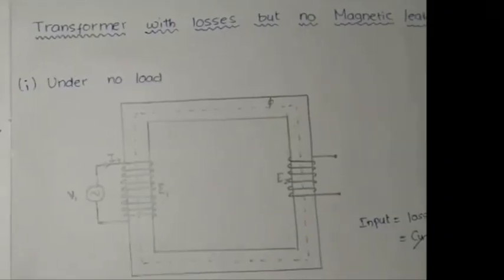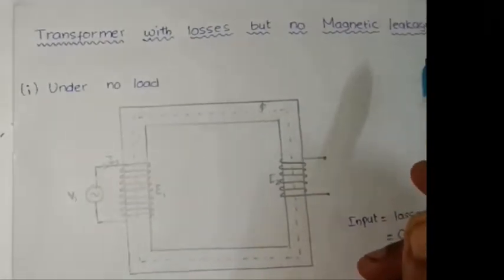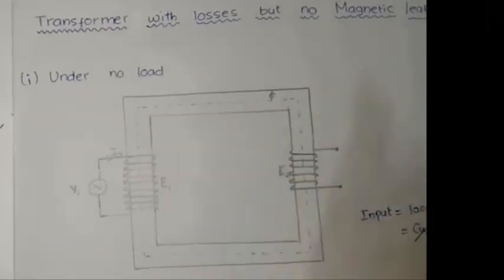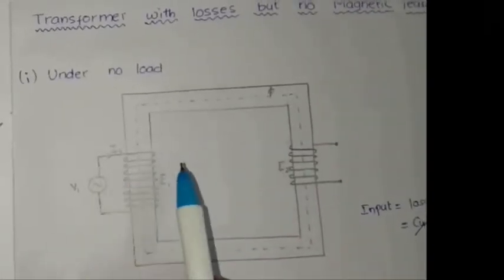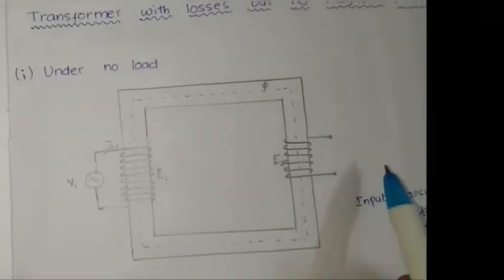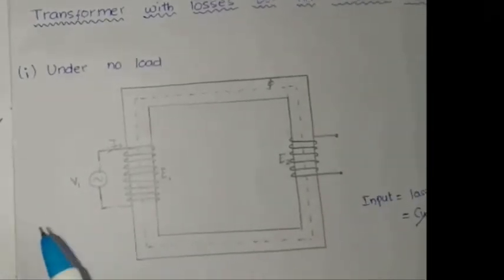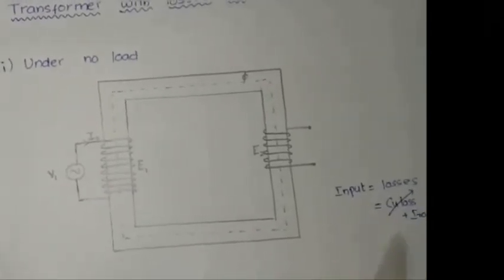Let's discuss a hypothetical transformer with losses but no magnetic leakage. Let's study this transformer under two cases, without load and with load. First one, under no load. Let I naught be the no load current drawn from the primary side of the transformer and the secondary side is open circuited. As there is no output, input is directly converted into losses. Here, input is equal to losses, that is copper loss plus iron loss.